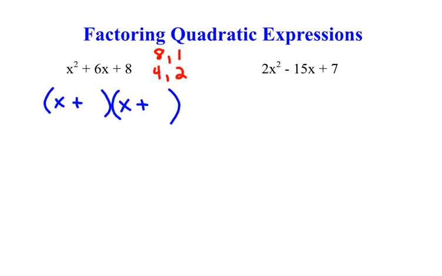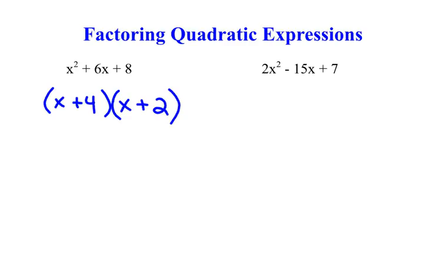Well, this is a pretty easy example. We know that 4 plus 2 is 6. So those are the factors that we want to use. We don't want the 8 and the 1. So 4 and 2. And then we always check by foiling.